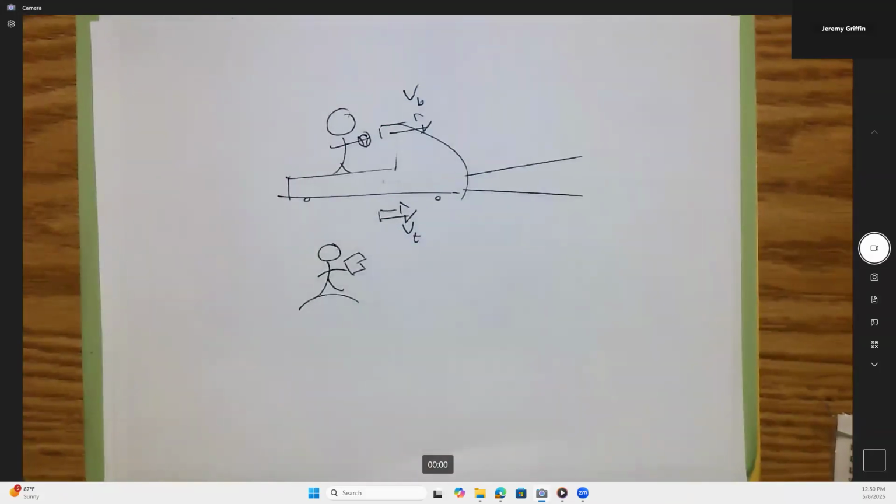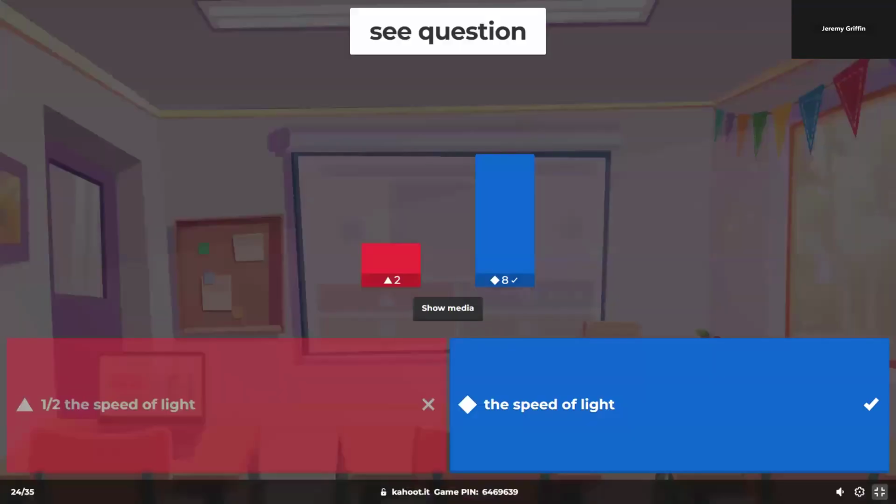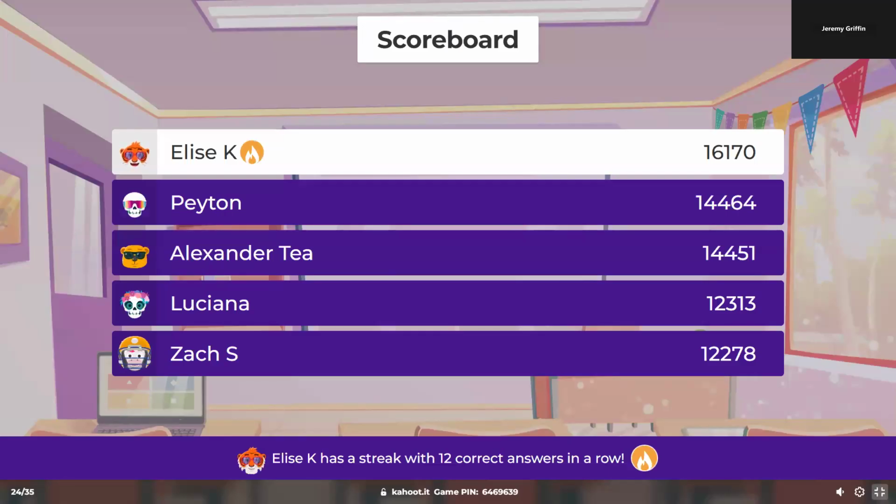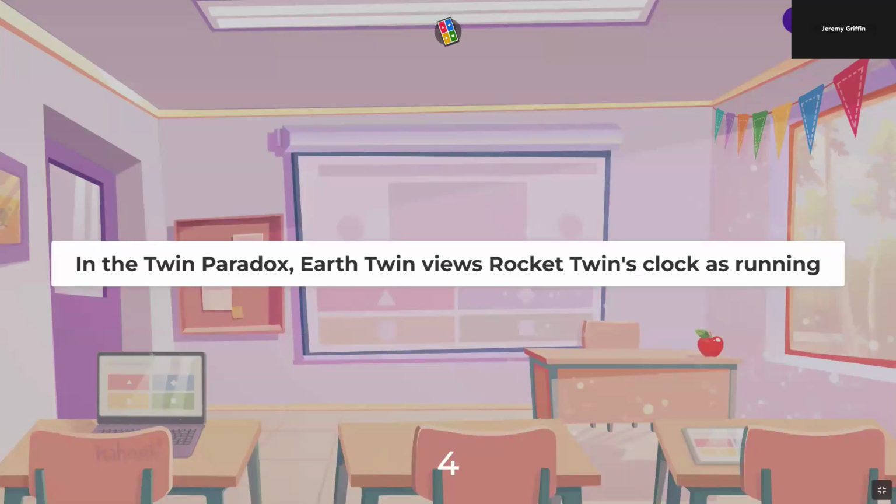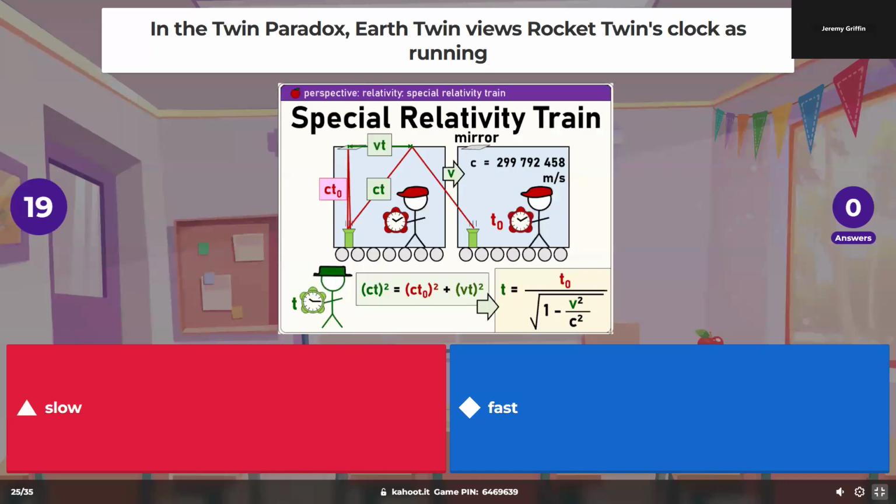Okay. And Einstein was looking at experiments like that, including Michelson-Morley and some other ones, saying the only way to square that circle is for there to be time dilation. You have to remember time dilation, right? And it's coming up pretty soon here. Oh, here we go. Twin paradox. Earth twin views rocket twin's clock as running what?